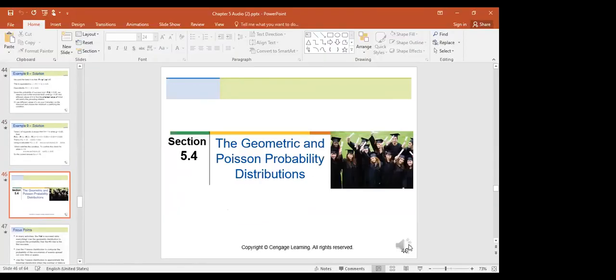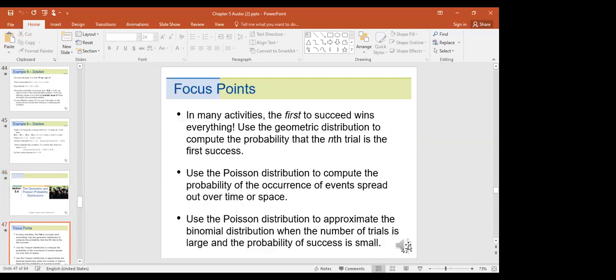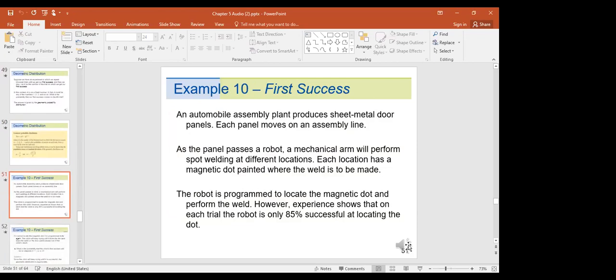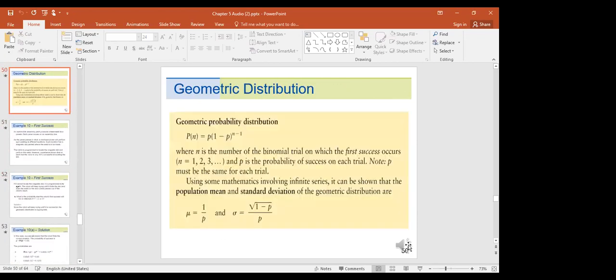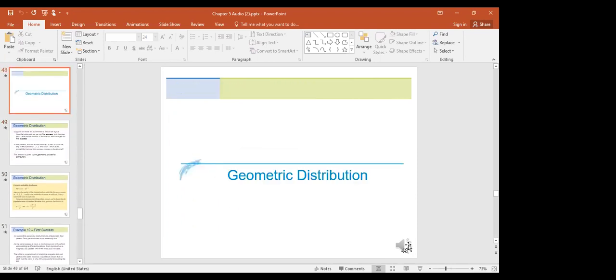So 5.4 is optional. You can go over it. You are not going to get questions on 5.4. So for that reason, I want to stop here. Do you have any questions? If you want to learn about 5.4, this PowerPoint is an audio PowerPoint. You can listen to it on your own.